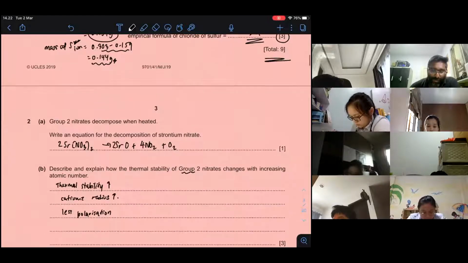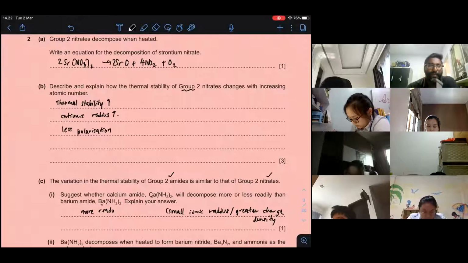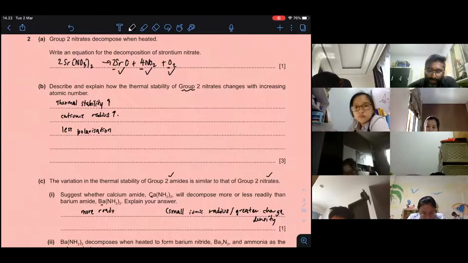And then for number 2, this is also theory based. Group 2 nitrates decompose when heated. So when they decompose, they give you metal oxide, nitrogen dioxide, and oxygen. So you need to know about this. If not, you are not going to be able to balance it. So using that, you just balance, and then you will get these numbers over there. Once you balance, then it's fine. You will get that 1 mark.